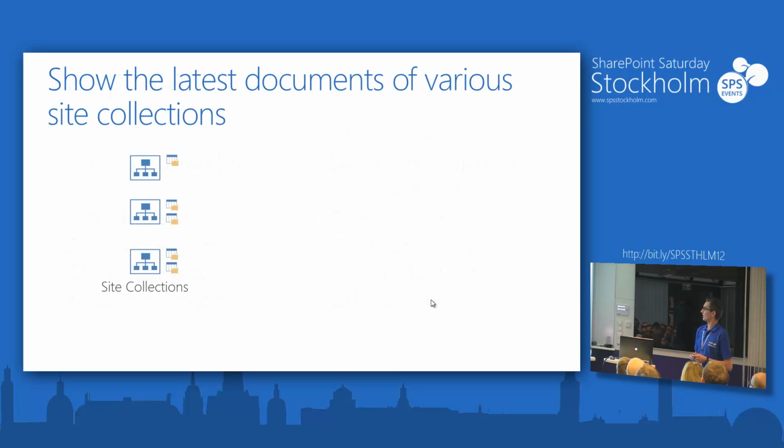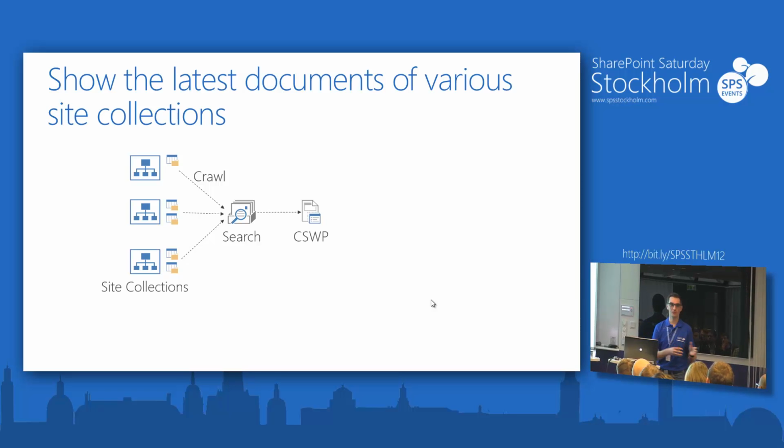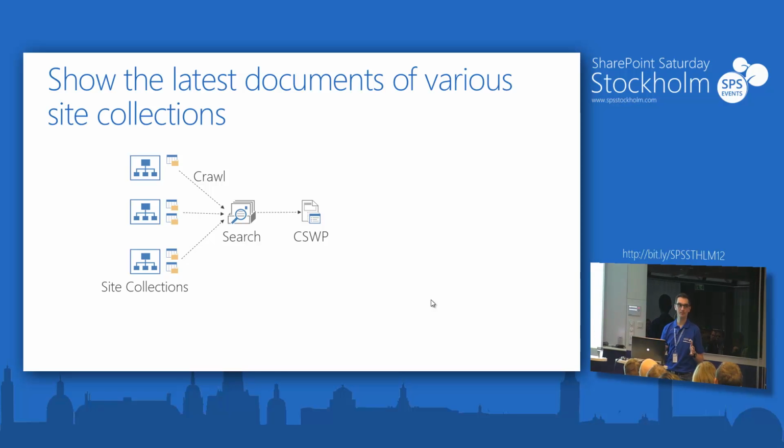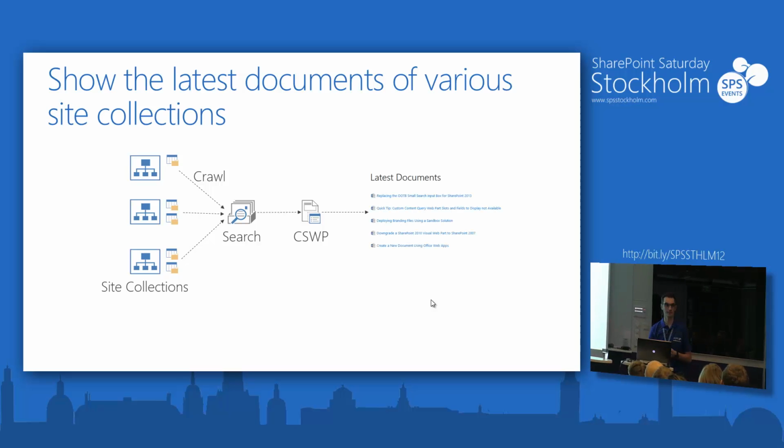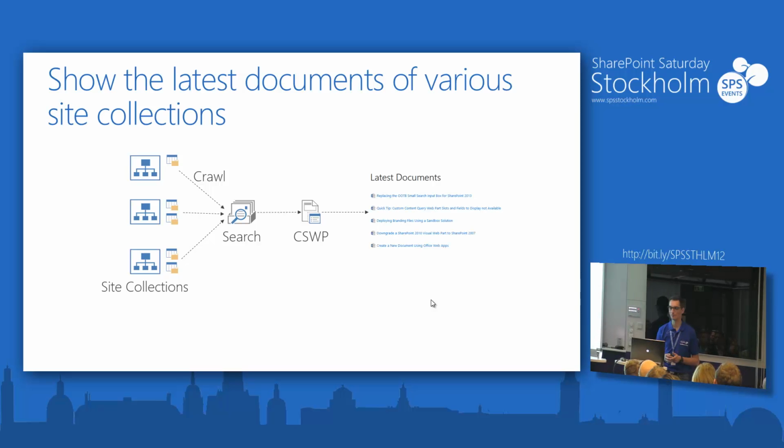So let's move back to our second scenario then. So if we place that scenario from before in the context of SharePoint 2013, so again you have your site collections with your libraries on it, and then you have your search application. Your search application crawls all the documents and stores it in its own application and databases and so on. Then you place a content search web part on your page, you configure it, and you have your latest documents. So simple as that.